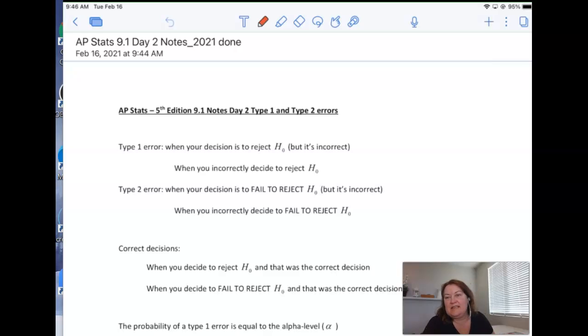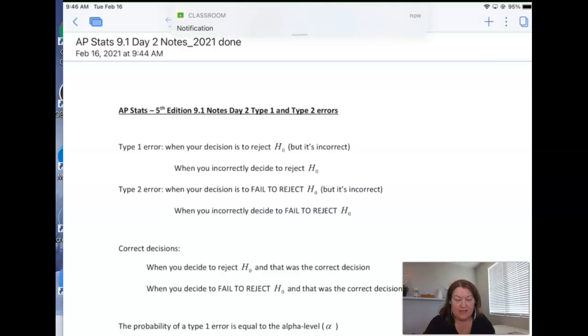AP Stats. This is stats notes for 9.1, the second day. So the second thing we're going to talk about that falls within 9.1, just generally about significance tests, is what a type 1 and a type 2 error is.